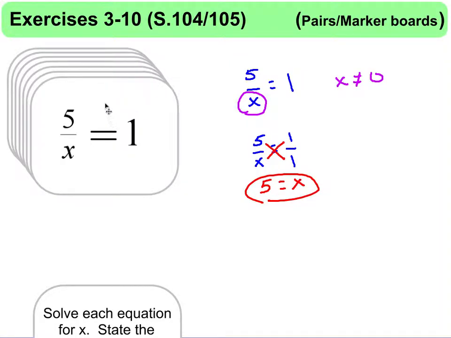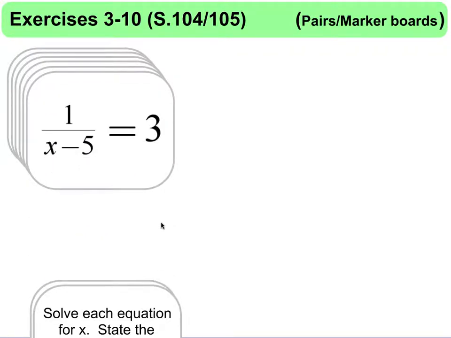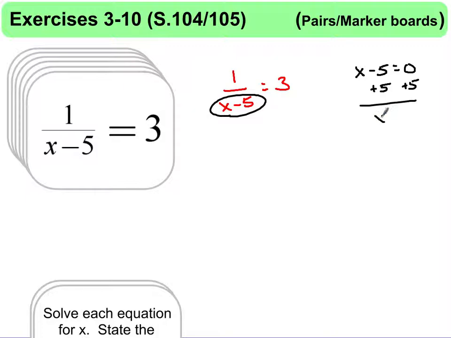So perhaps if we looked at another one, let's say this one here, we could say 1 over x minus 5 equals 3. And so the question we're asking first is what cannot be x if I want to avoid 0. So I can doodle on the side, x minus 5 equals 0. If I add 5 on both sides, then if x equals 5, then I would have a denominator of 0. So we want it to say x cannot equal 5.